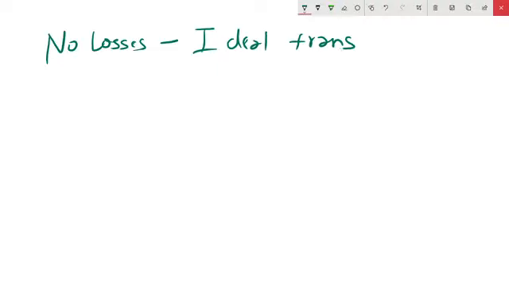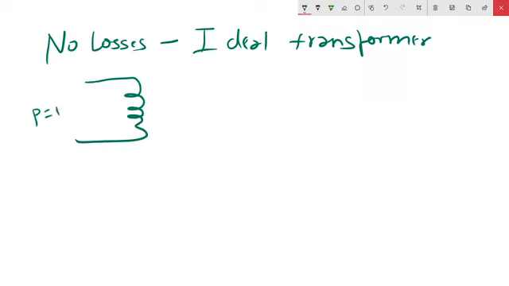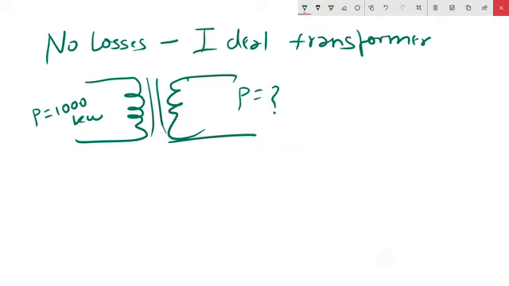In that case, if no losses are there, the transformer is called an ideal transformer. Actually this will not exist anywhere. Without losses we can't construct any machine at all. So here is a step down transformer. Everyone is rushing to calculate how much, but they are saying in the primary winding the power available is 1000 kilowatt, and in the secondary winding the power is how much?